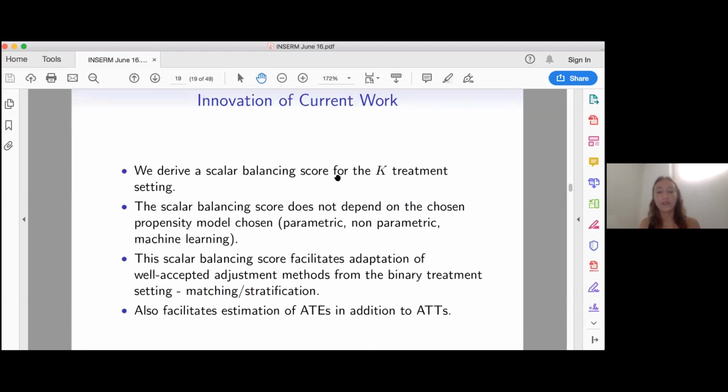So we derive a scalar balancing score for the K treatment setting. The score does not depend on the chosen propensity model. So you may fit a parametric, non-parametric, or machine learning model, and you can still estimate this scalar balancing score very easily. And it's going to facilitate adaptation of the well-accepted adjustment methods from the binary setting, specifically matching and stratification. As an aside, it actually facilitates estimation of ATEs in addition to ATTs.